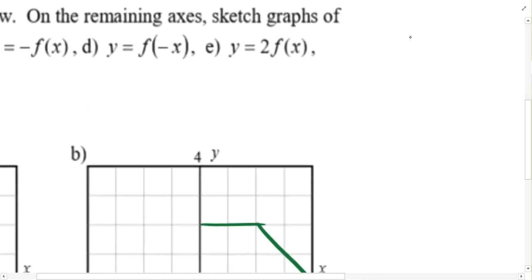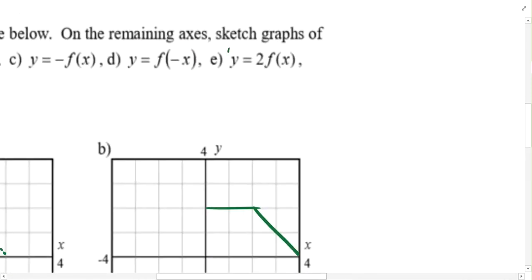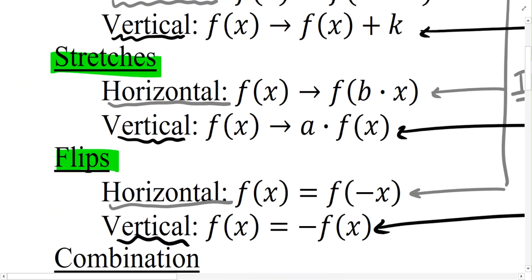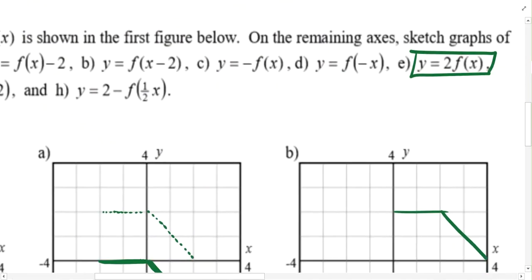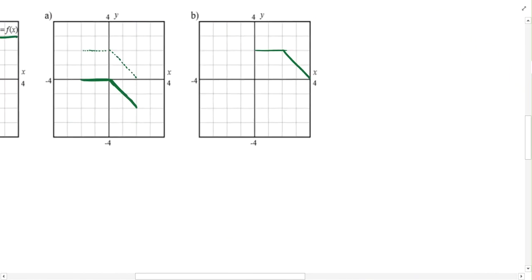For part E, we have a number on the exterior of the grouping symbol. So that means it's a vertical transformation. And when we multiply by a number, then that's going to create a vertical stretch. Now 2 in this case is the factor of the vertical stretch.